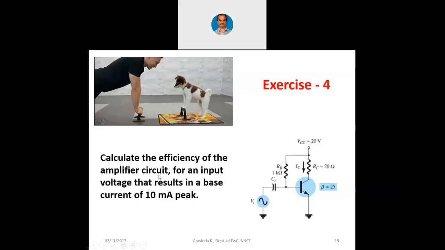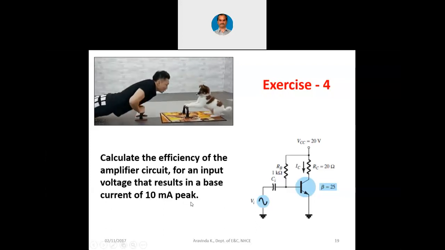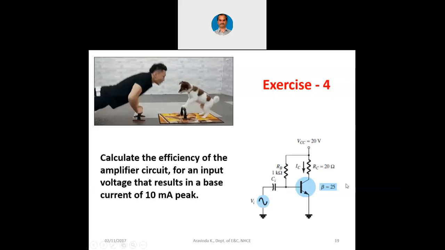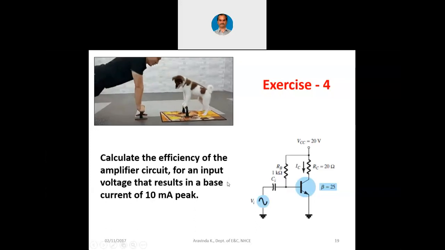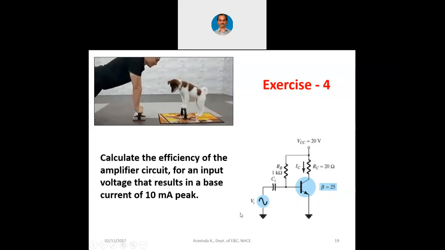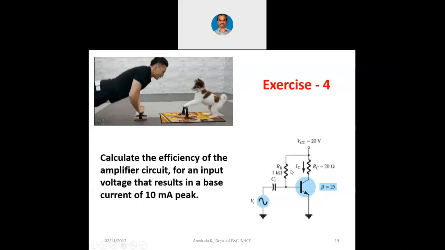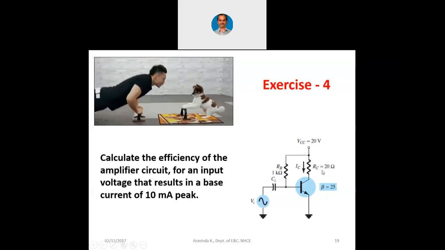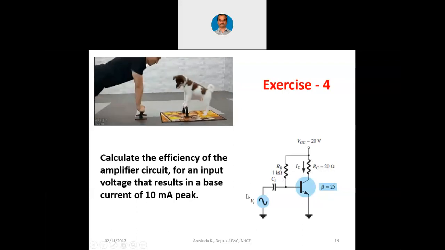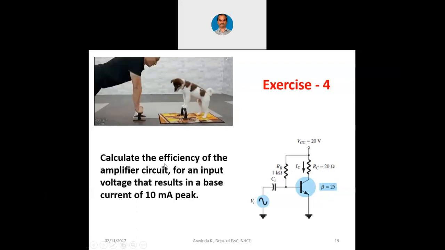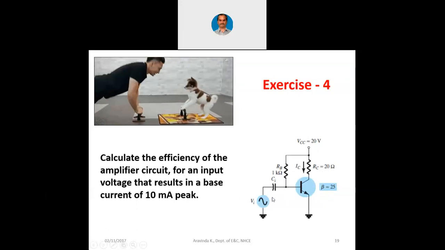Calculate the efficiency of the amplifier circuit for an input voltage that results in a base current of 10 milliampere peak. Now, we will have to apply whatever we learned in the previous slide for this particular exercise. You can see the RB value given is 1 kilo ohm, RC value given is 20 ohms, beta is 25 and VCC is 20 volts. Now he is asking to calculate the efficiency of the amplifier circuit for an input voltage that results in a base current of 10 milliampere peak. So let us try to solve this.